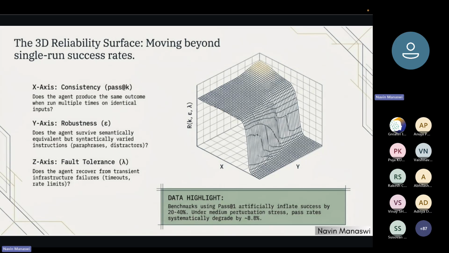Okay, so I talk about the reliability aspect that is very commonly discussed in the market. There are three main parts. First, consistency: does the agent produce the same outcome when run multiple times on identical inputs? Second, robustness: does the agent survive semantically equivalent but syntactically varied instructions? For example, you can rephrase the questions to see whether they give the same answer or not. Then fault tolerance: does the agent recover from transient infrastructure failure? These three are the most discussed in the reliability game.